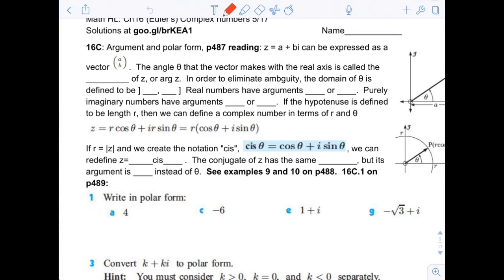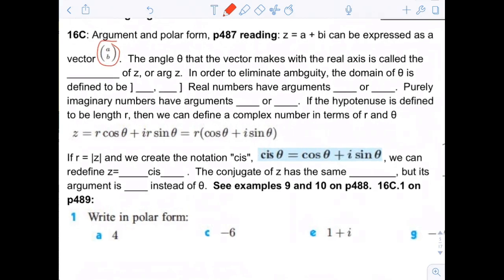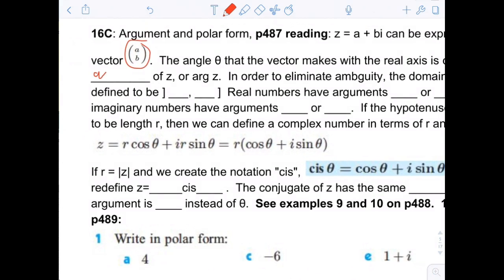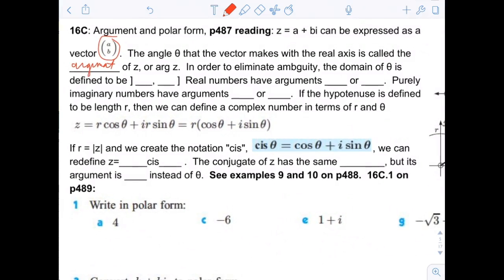On the page 487 reading, we see that the complex number z is broken into the real and imaginary components a plus bi, and you can express that as a vector (a, b). The angle theta that the vector makes with the real axis is called the argument of z, or arg z. That's like an angle. It's measured similarly to the way the angle of the unit circle is measured.